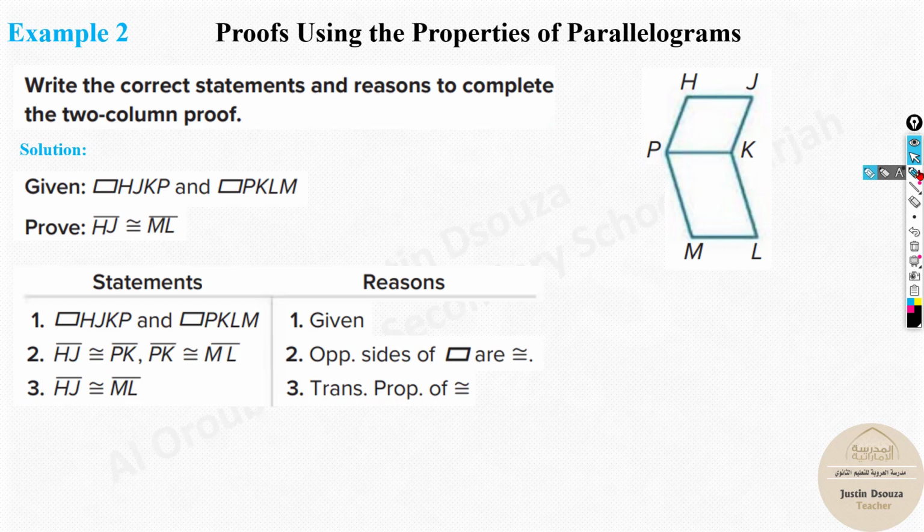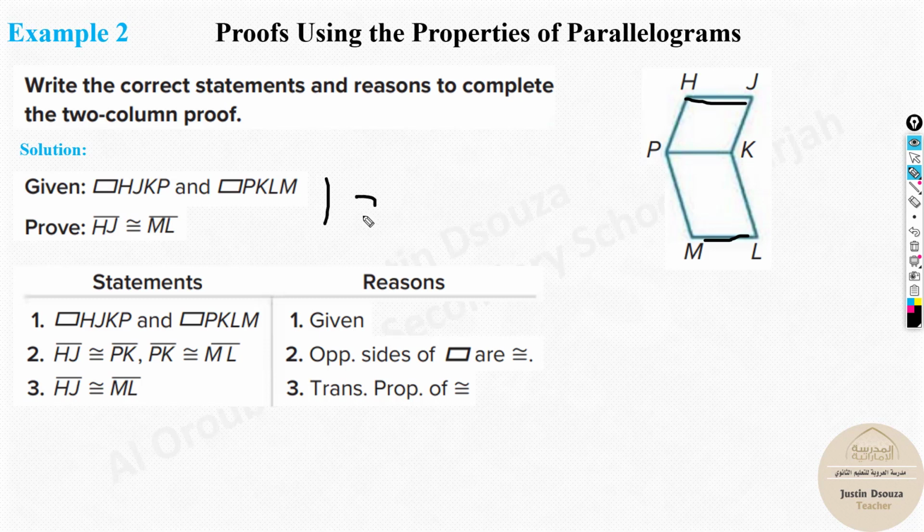Now over here, it's very simple because they have just asked you HJ and ML. You just tell these are opposite sides of a parallelogram, right? So we know this is equal to PK and PK is equal to here. Now PK is equal to these both. That means from the transitive property you can tell HJ is equal to ML.